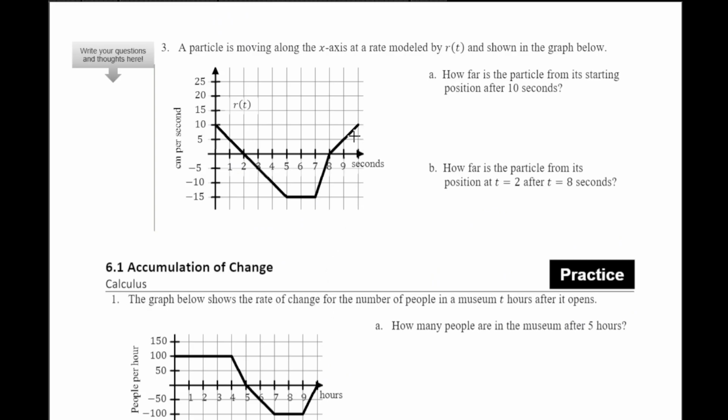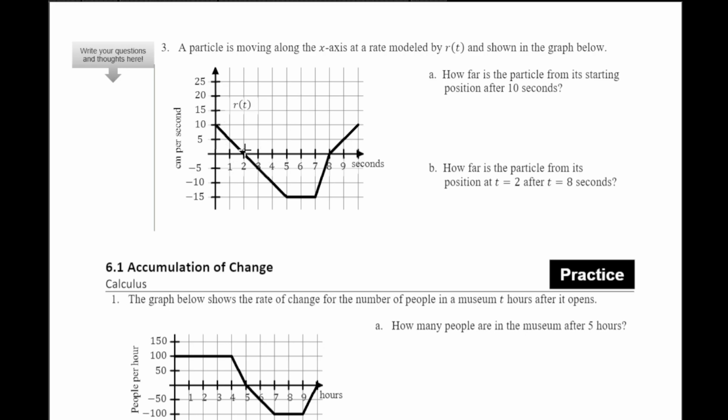This final example here: a particle is moving along the x-axis at a rate modeled by r of t and shown in the graph below. How far is the particle from its starting position when t equals 0 after 10 seconds? So you can see in this curve there are some positive areas where it's above the x-axis and some areas below the x-axis and then above.